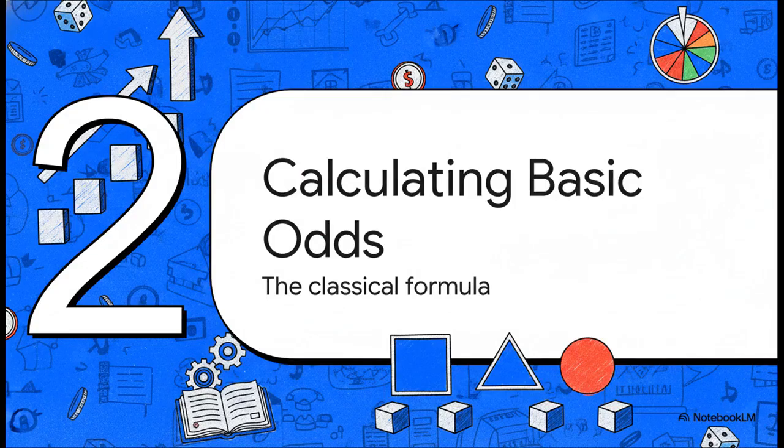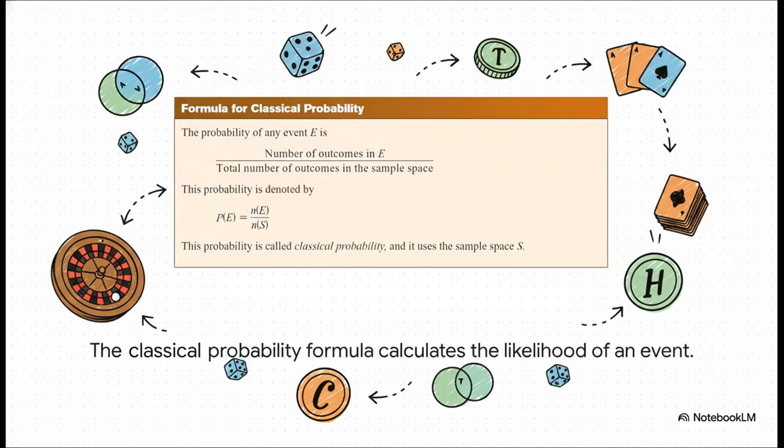All right, now that we've got the lingo down, we can finally put it to use. Let's grab our first tool from the toolkit, the classical formula for calculating basic odds. This right here is the engine that drives all of probability. And it sounds a little technical, but it is so simple. All it's saying is this: the chance of something happening is the number of ways you can win divided by the total number of ways things could turn out. It's just what you want over what's possible.